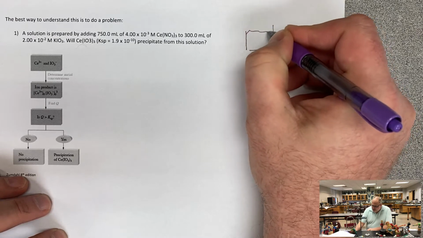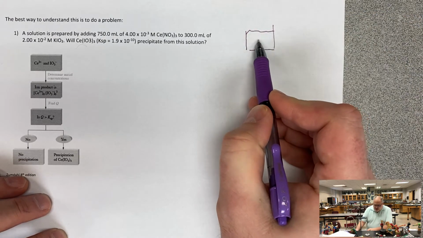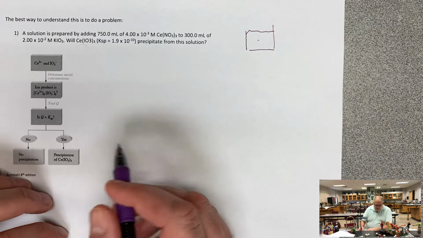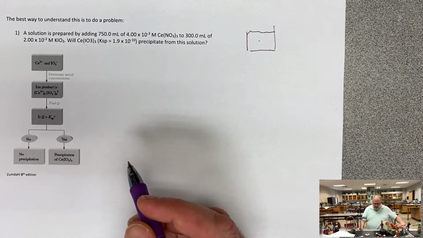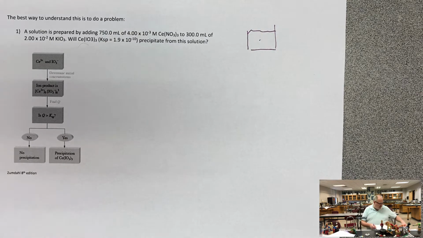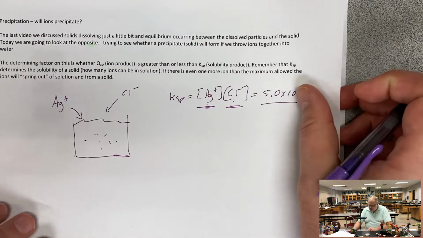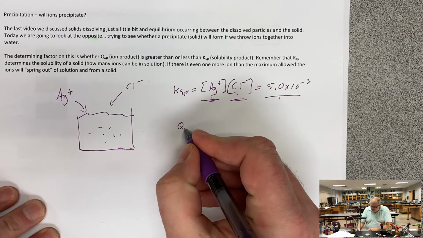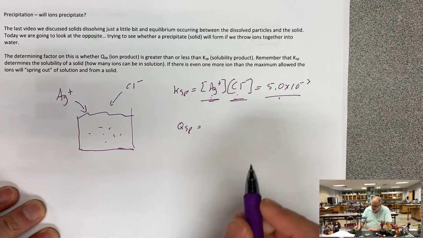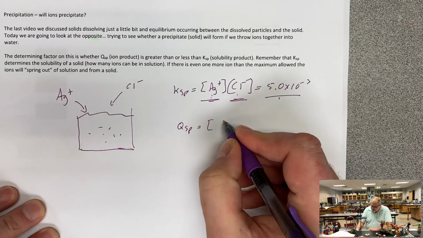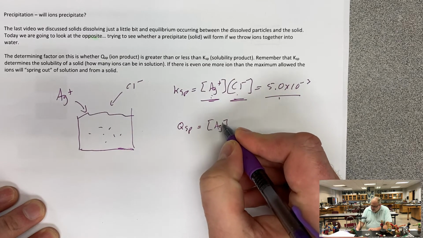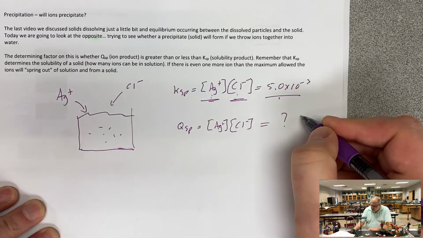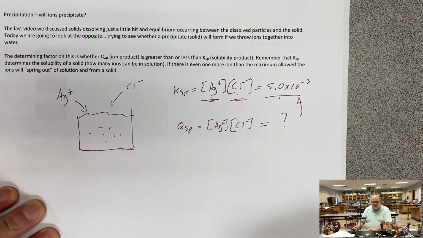We want to know whether the Q value is going to be greater than or equal to the K value. The K value, remember, as we just said, is the maximum amount of stuff that you can actually include in your solution. Our Qsp value, or ion product value, is the same exact formula, but it's how much of each of those two things we actually have. Whatever this number is, we can compare it to this number right here.